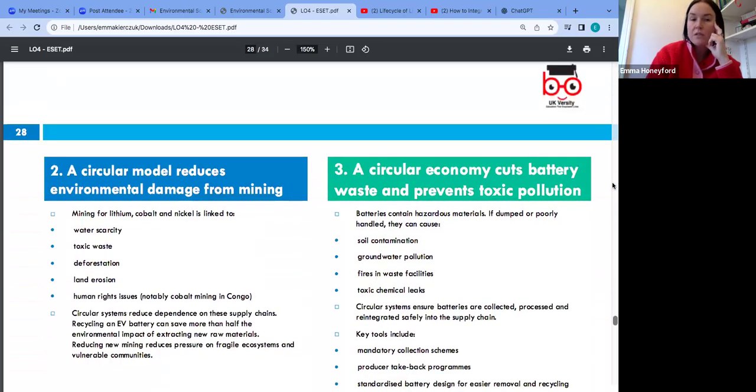A circular model reduces environmental damage from mining. We've been over that. In terms of biodiversity, we know that mining has other environmental impacts, so stuff like water scarcity, toxic waste, deforestation, land erosion, and human rights as well.